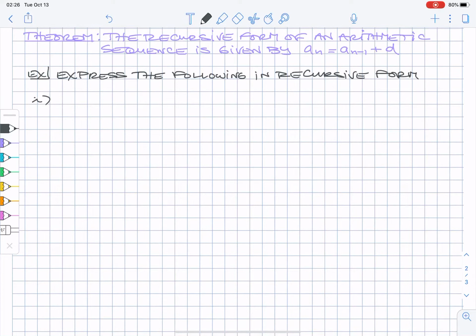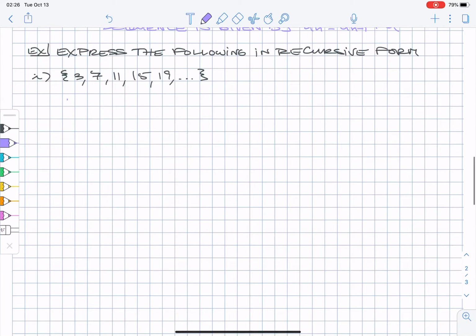So number one, let's say we have the sequence 3, 7, 11, 15, 19, etc. So I claim that A sub 1 is equal to 3, A sub 2 is equal to 7, A sub 3 is equal to 11, A sub 4 is equal to 15, A sub 5 is equal to 19. Okay, so what is our common difference?